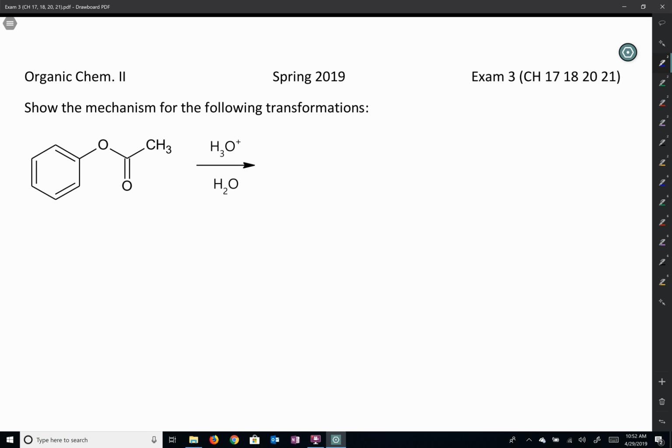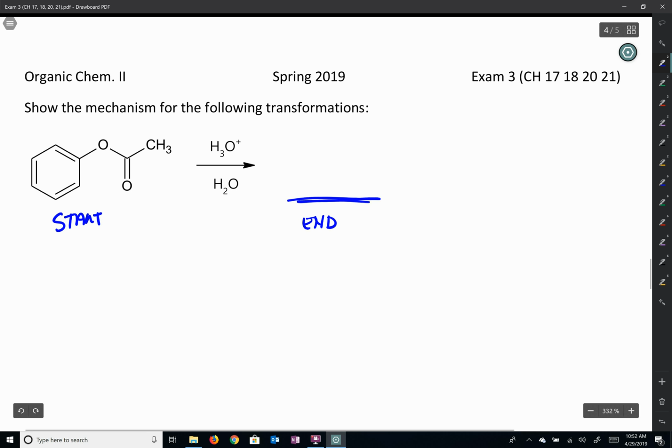So we have an ester, we're under aqueous acidic conditions, and maybe the first thing to do with this is to know what the product is. So you can treat this as a fill in the blank, right? We need to know where we're going to end up. Here's where we start, and we need to know where we end. So it's always a good idea to draw the products.